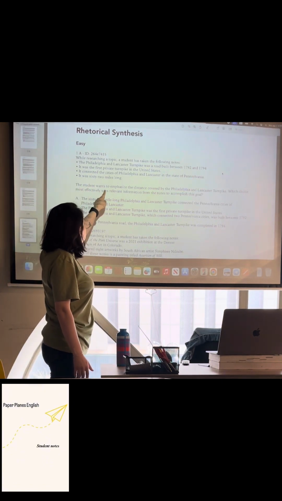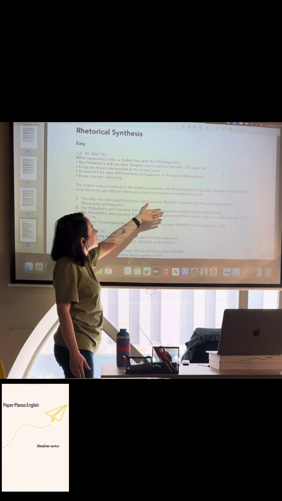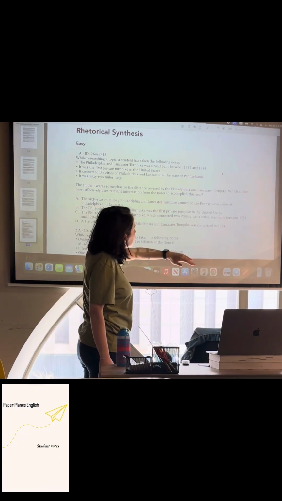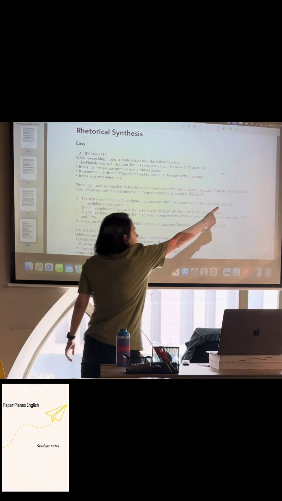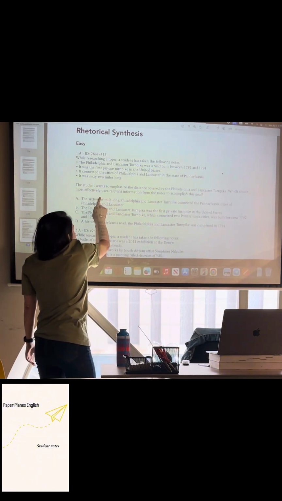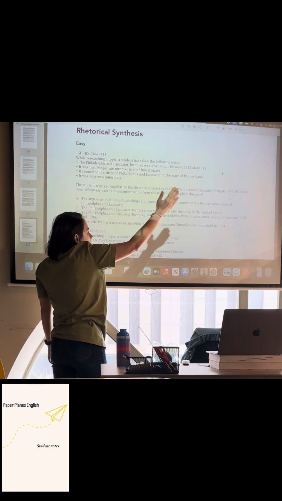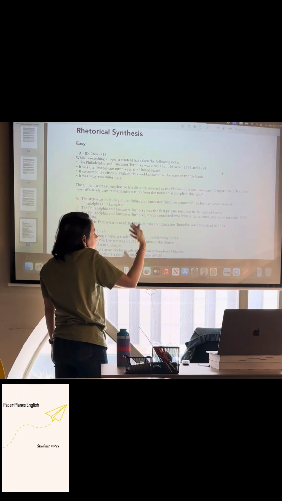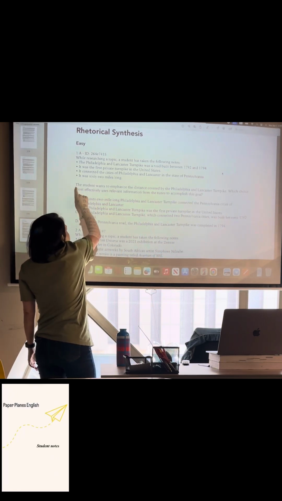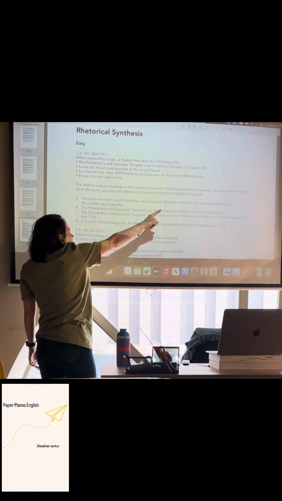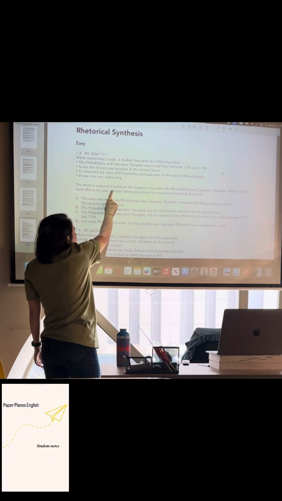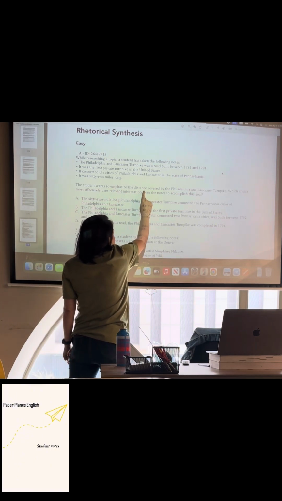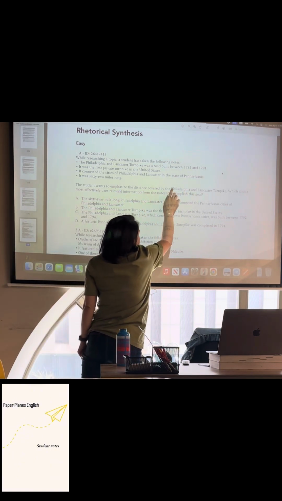It says the student wants to emphasize the distance covered by the Philadelphia and Lancaster Turnpike. "Which choice most effectively..." From "which choice most effectively," we don't care. All the questions have this sentence, we don't care. We just should focus on the first part of the question, which is what we need to answer. Our question is about emphasis on the distance covered by blah blah and blah blah. Okay.